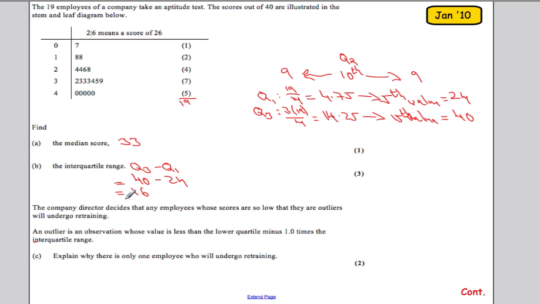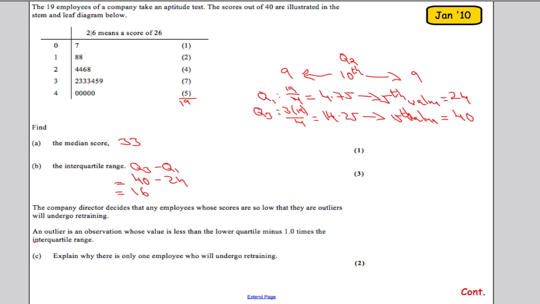Okay, it says the company director decides that any employees whose scores are so low that they are outliers will undergo training. An outlier is an observation whose value is less than the lower quartile minus 1 times the interquartile range. Explain why there is only one employee who will undergo retraining.